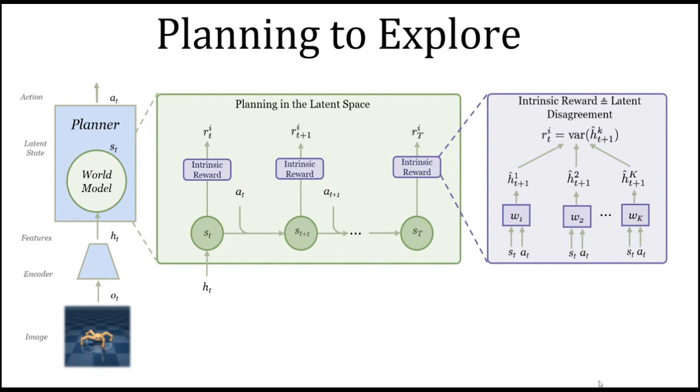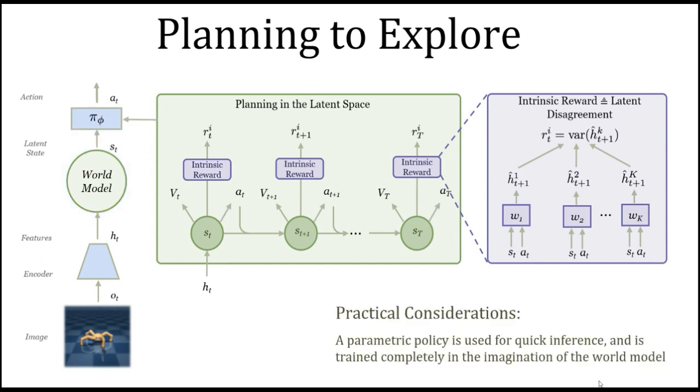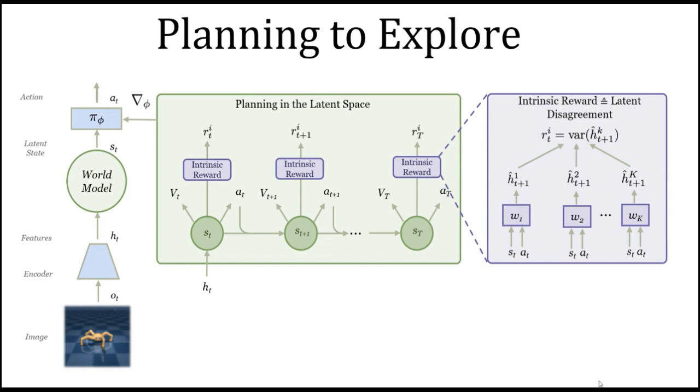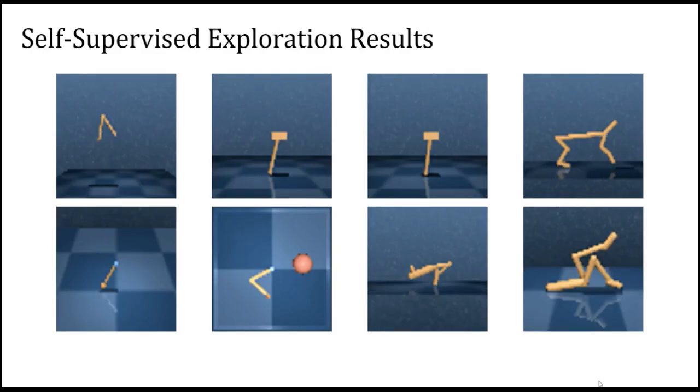To plan for long horizon behaviors, we use a learned value function. For fast inference, we amortize the planning procedure by training a parametric policy to produce actions. This policy can be learned via planning in the imagination of the world model without any new real-world interactions. This setup is the full training loop for Plan to Explore. Let us now see some self-supervised exploration behaviors learned by our agent.